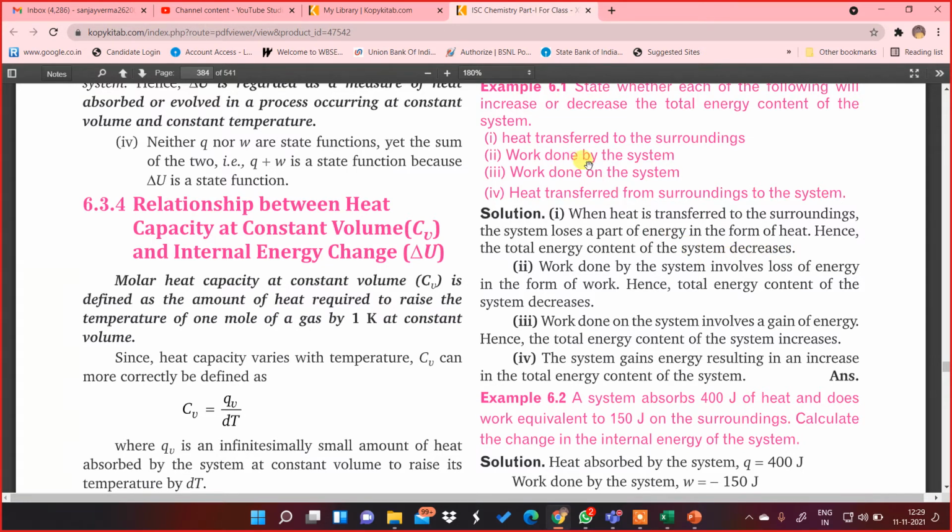The second one, work done by the system. If the work is done by the system, then the system is using the energy. There is loss of energy in the form of work. Hence, the total energy content of the system decreases. That means internal energy is also decreasing.